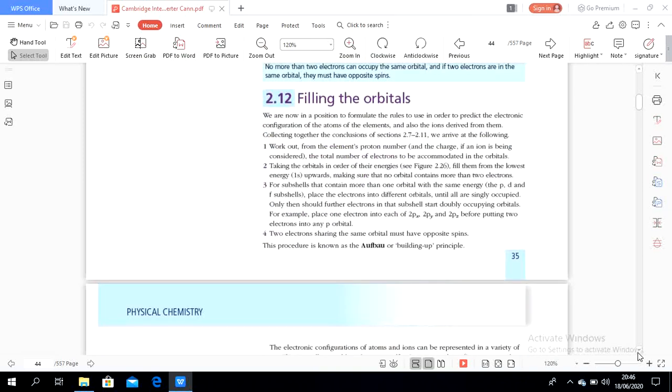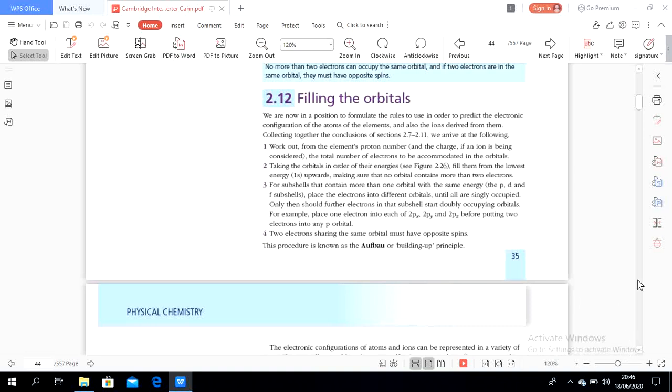Now about filling orbitals. Number one rule, we have to see the number of protons. Number two, we fill up the orbitals according to the energy level of the orbitals. And then for subshells s, p, d, f, we have to occupy all the orbitals with the same direction of spinning. And after that, if there are excess electrons, the extra ones must occupy the orbitals with the opposite direction of spinning.